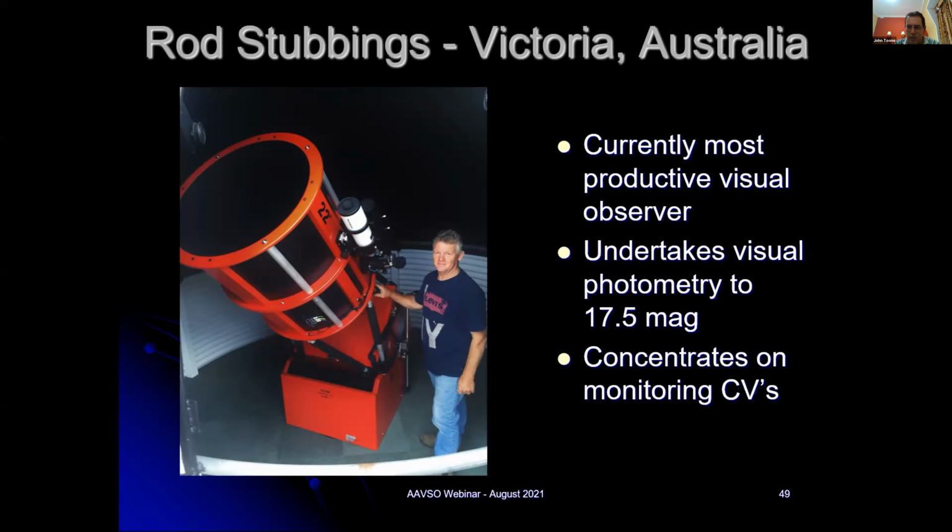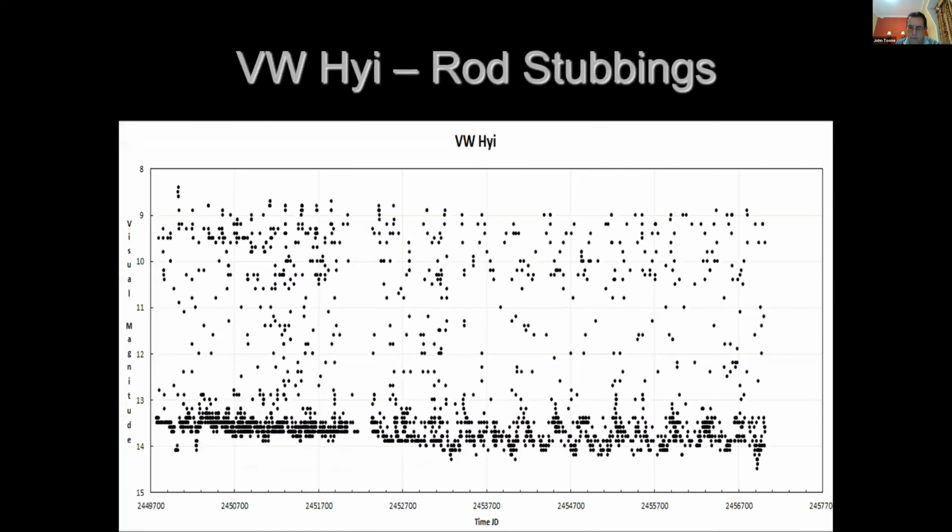And he is currently the most productive visual observer, making in excess of 12,000 observations per annum. And with the telescope you see here, imaged here, he can undertake visual photometry to 17th magnitude and slightly below. And like Gary before him, he concentrates on monitoring CVs. So whilst Gary's sweeping up all the Northern Hemisphere CVs, Rod's doing just the same in the Southern Hemisphere.